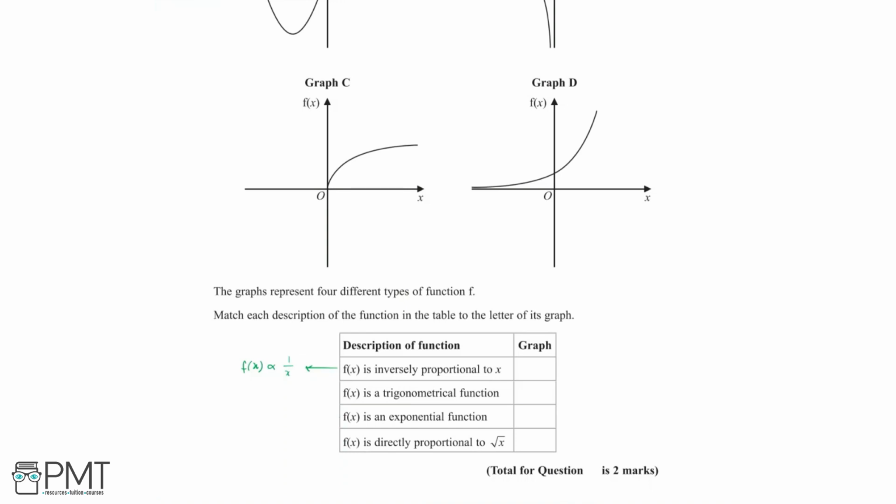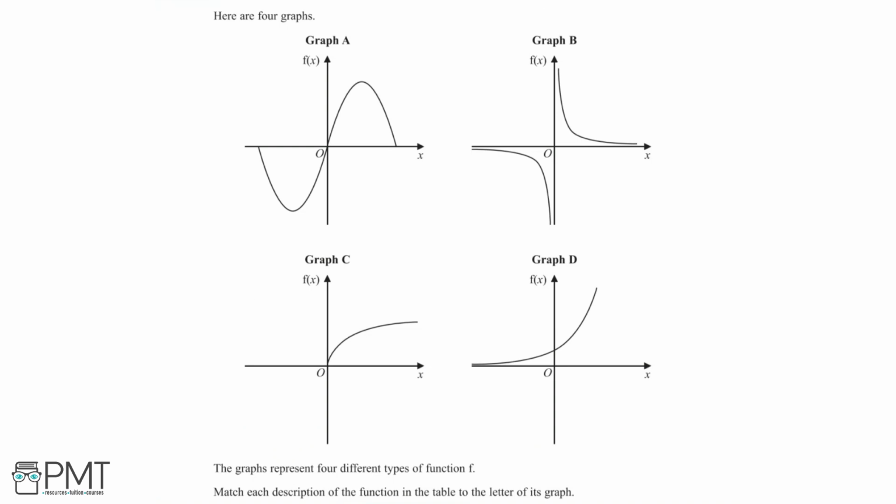Then we have f of x is a trigonometrical function, so this means that f of x equals sin x, cos x, tan x, or any other trigonometrical function. Then we have f of x is an exponential function, so this means that the graph would be something to the power of x. Then we have f of x is directly proportional to the square root of x, and we can use that same proportionality symbol to say that f of x is proportional to the square root of x. Now let's take a look at our graphs again.